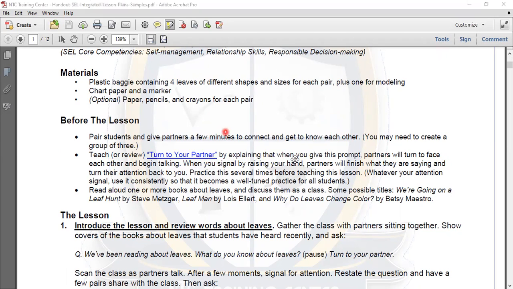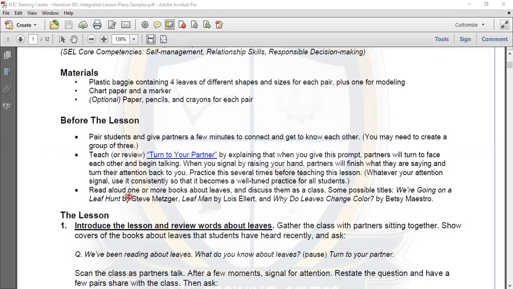By explaining that when you give these prompts, partners will turn to face each other and begin talking. When you signal by raising your hand, partners will finish what they are saying and turn their attention back to you. Practice this several times before teaching this lesson. Whatever your attention signal, use it consistently so that it becomes a well-tuned practice for all students.